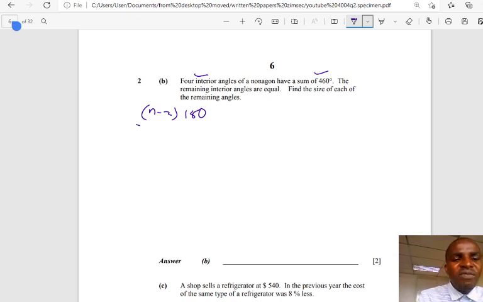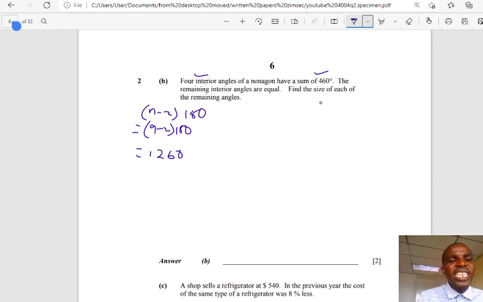So let's find the sum first. You put 9 minus 2 times 180. 9 minus 2 is 7. So it's 7 times 180. What do you get? You get 1260.